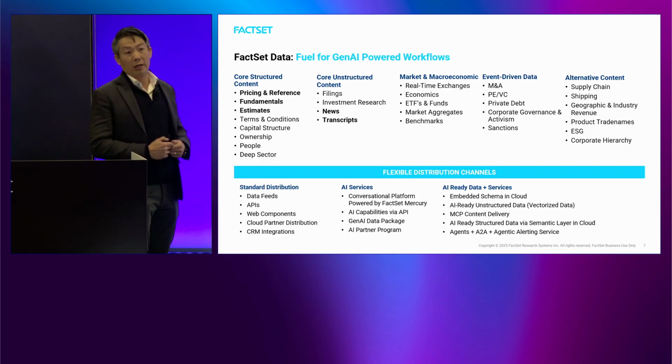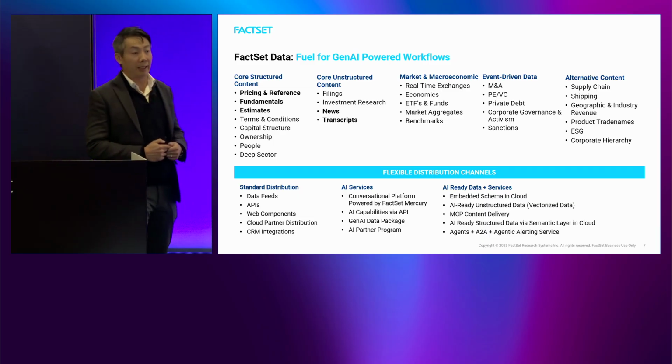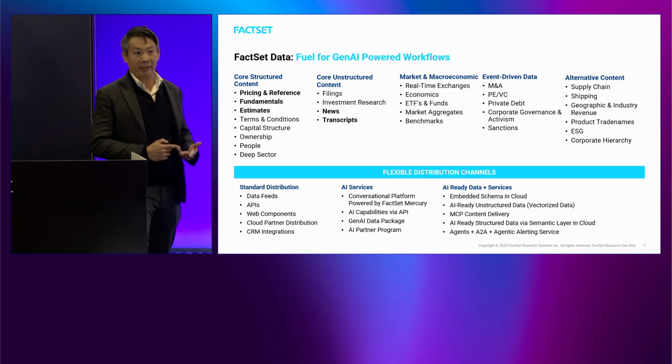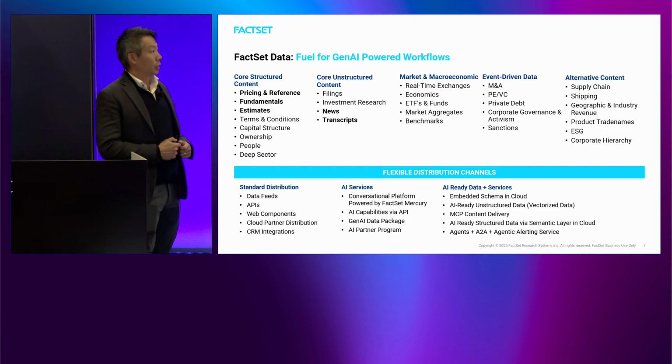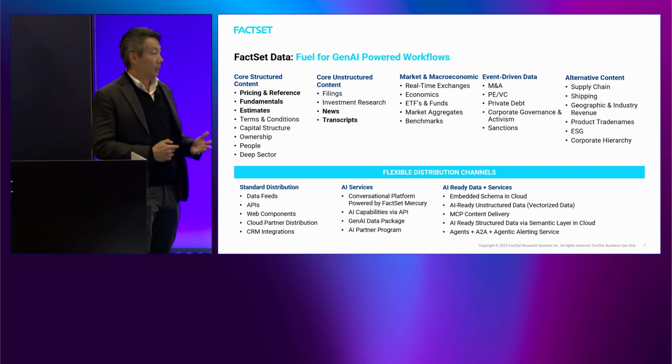And we're also very strong in alternative data. So the two data sets I'll highlight, one is supply chain. So if you want to get an understanding of the complex network of a company's competitors, partners, suppliers, et cetera, that's a great data set. And also geographic and industry revenue data too. So if you wanted to get an understanding of a company's revenue exposure by country, so obviously a lot of geopolitical risk these days, it's really, really helpful data set.